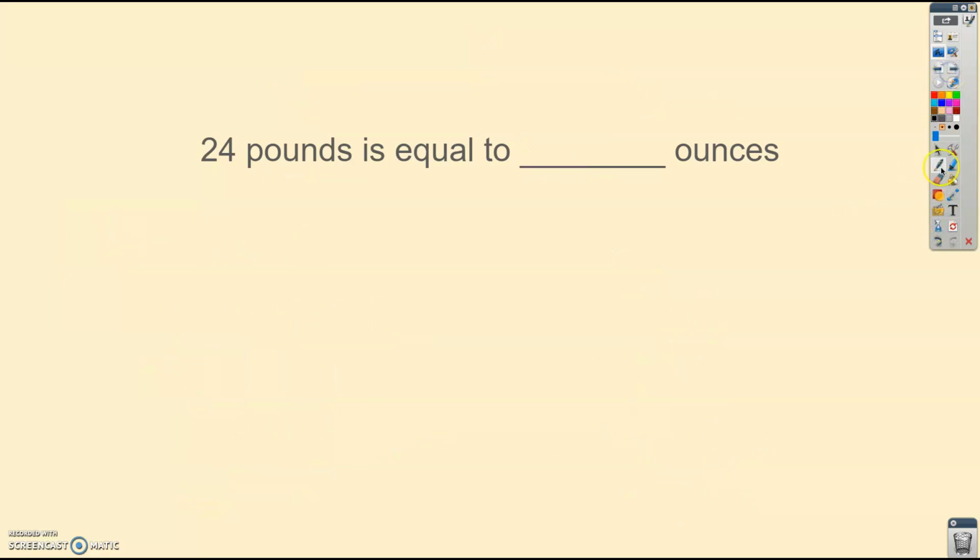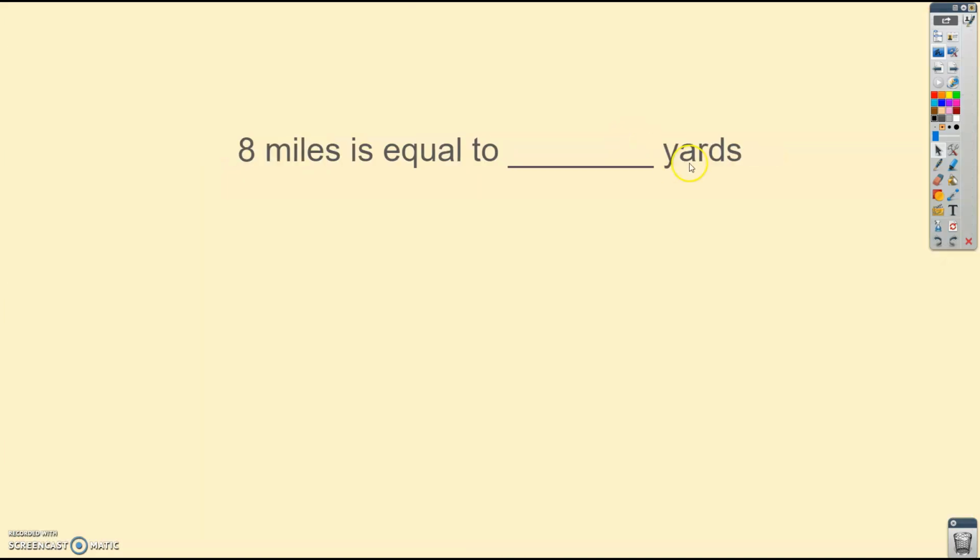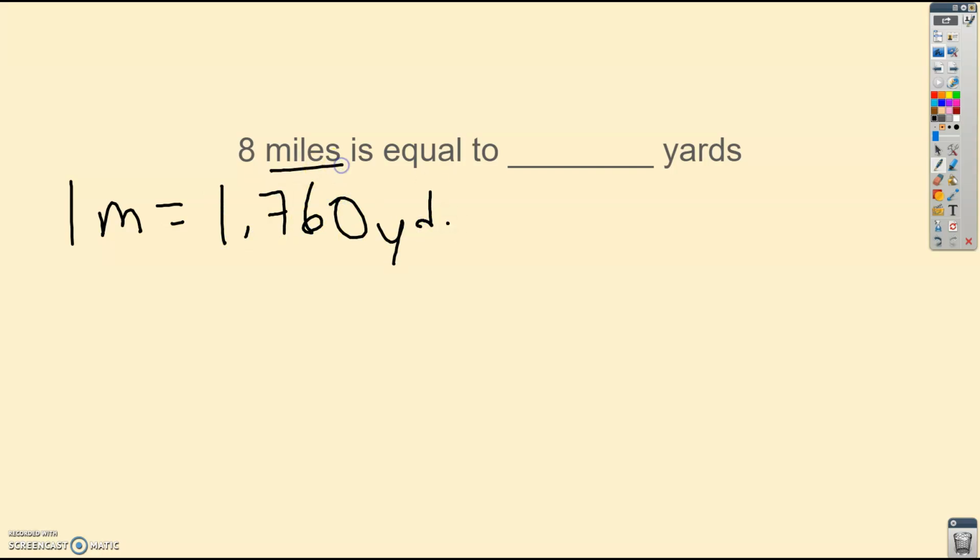We'll do another one. So you have 8 miles is equal to blank yards. Well, if I go back to my reference page, I know 1 mile is equal to 1,760 yards. So 1 mile equals 1,760 yards. So miles are bigger than yards. Those are smaller. We're going big to small, multiply all.